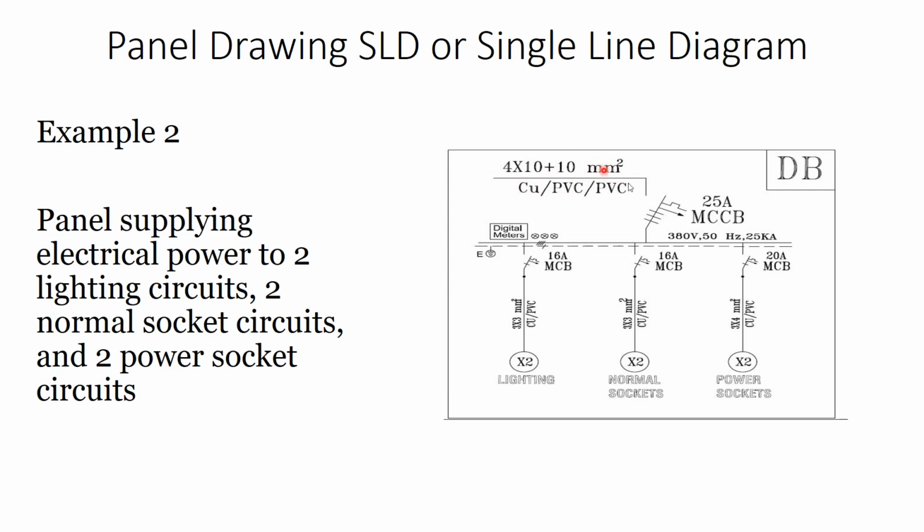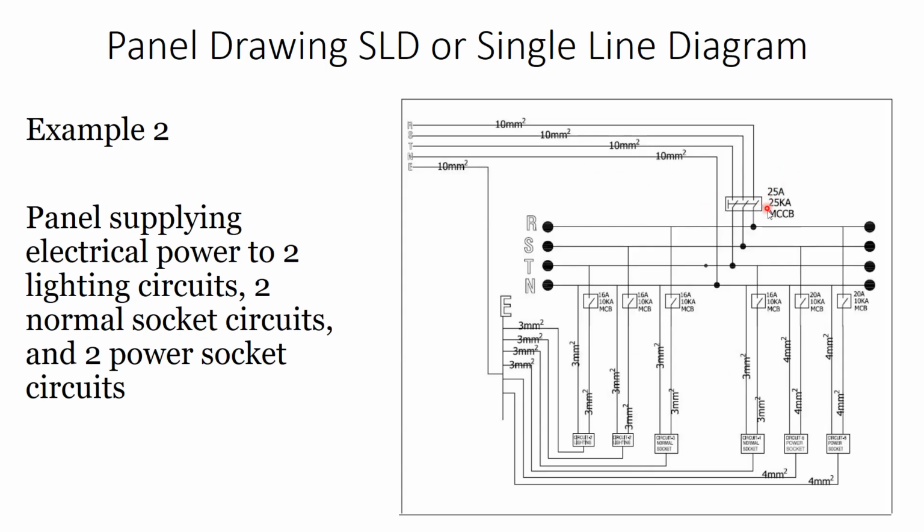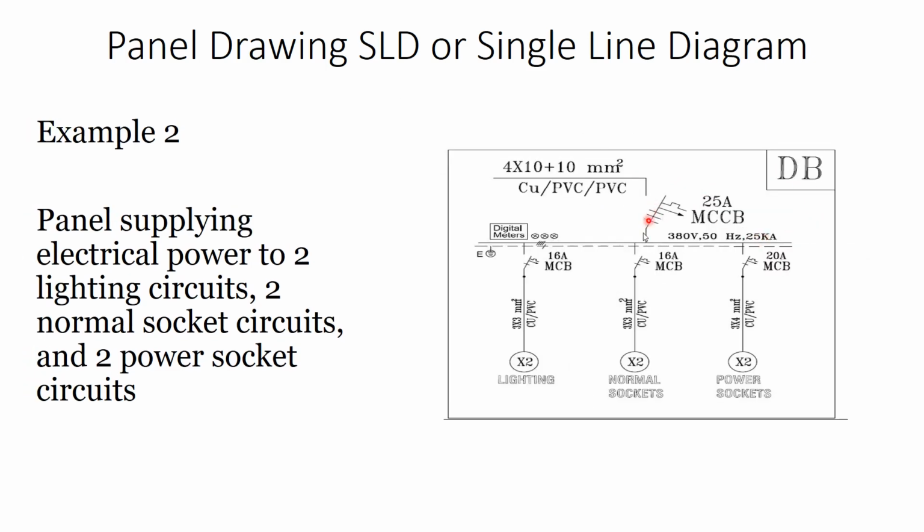This cable is going to a molded case circuit breaker of 25 ampere. Then this one is connected to a bus bar, 25 kilo ampere short circuit, 50 hertz, 380 volt, which is line to line RMS. Then we have outgoing circuits. We have 2x2: two lighting circuits, two normal socket circuits, two power socket circuits. We have outgoing breakers, which protect the cable and the circuit.